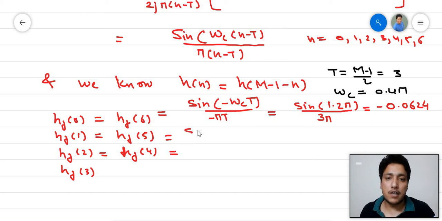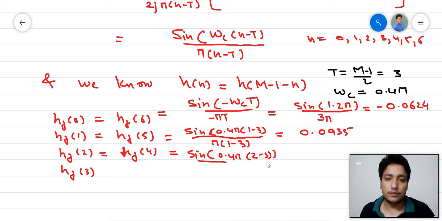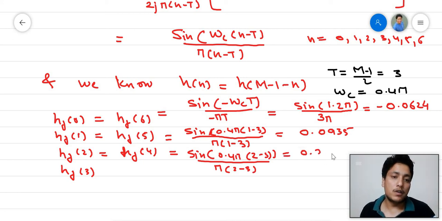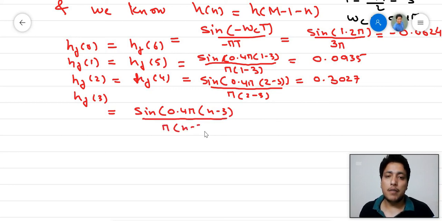Then for hd1 it is sin(0.4π(1−3))/(π(1−3)), which is equal to 0.093. For hd2 it will be sin(0.4π(2−3))/(π(2−3)), which equals 0.3027. Now for hd3, if we substitute, we will get sin(0.4π(n−3))/(π(n−3)).